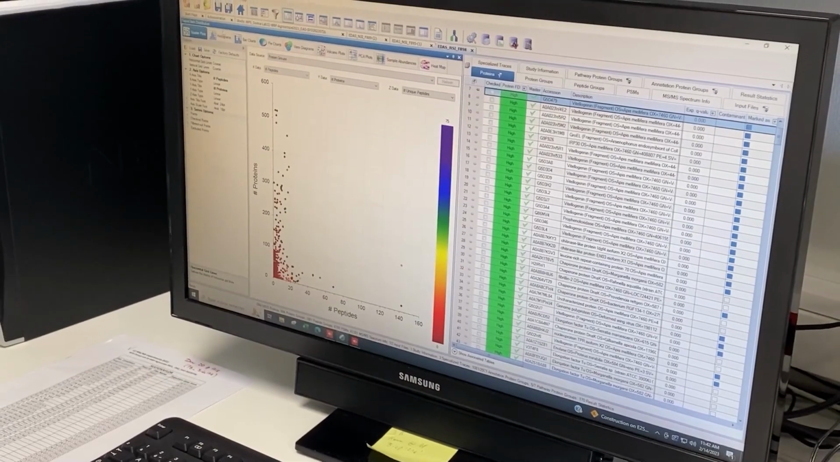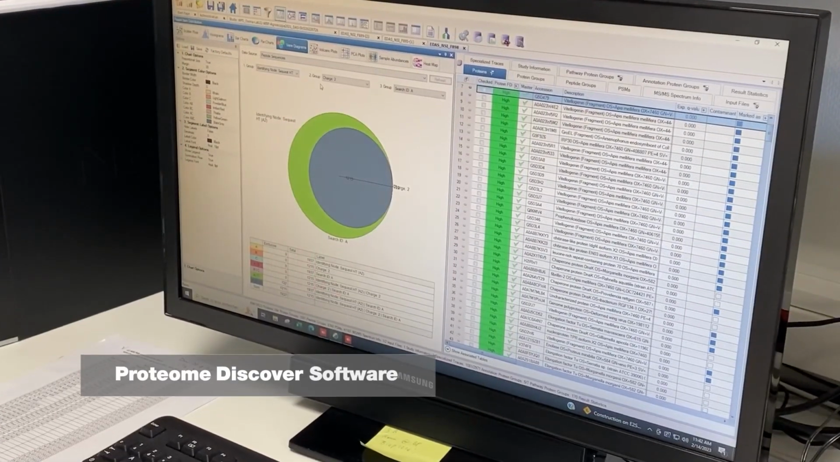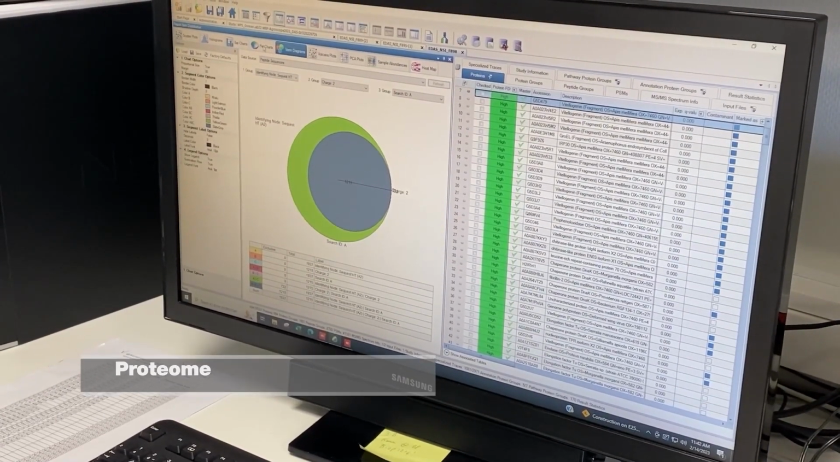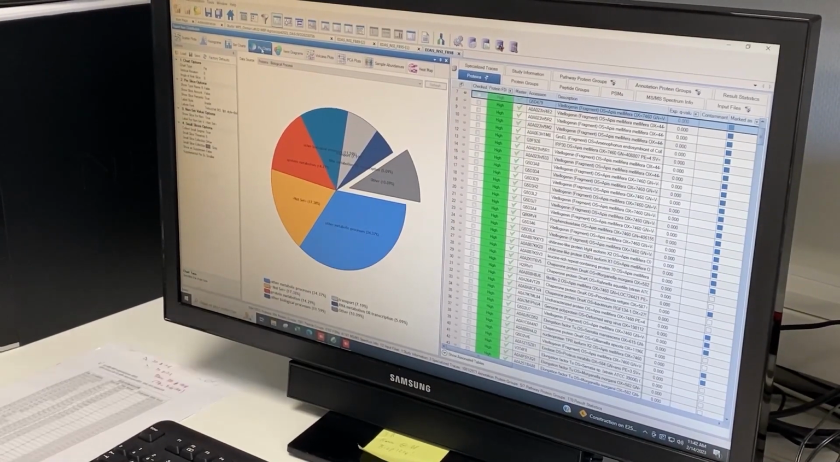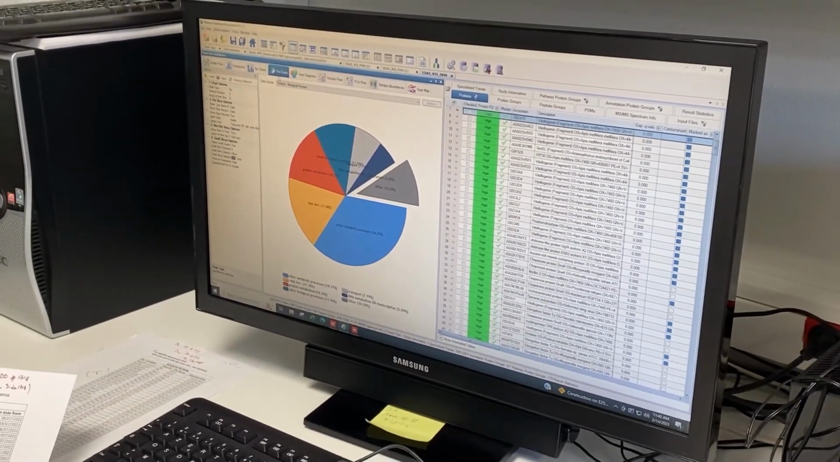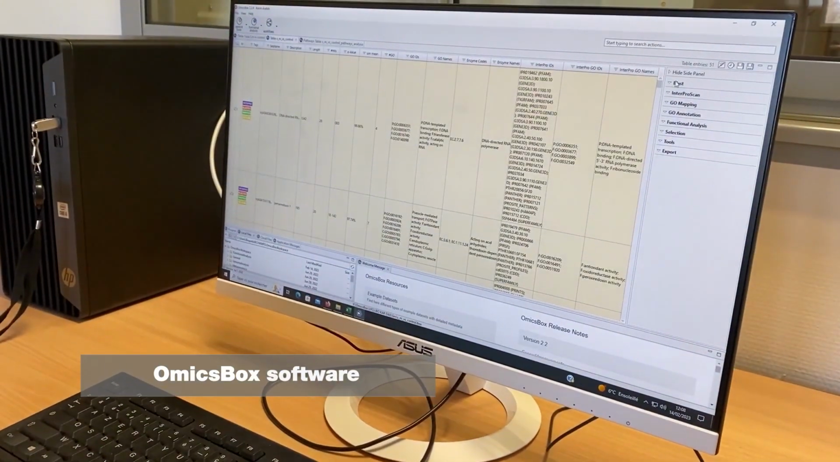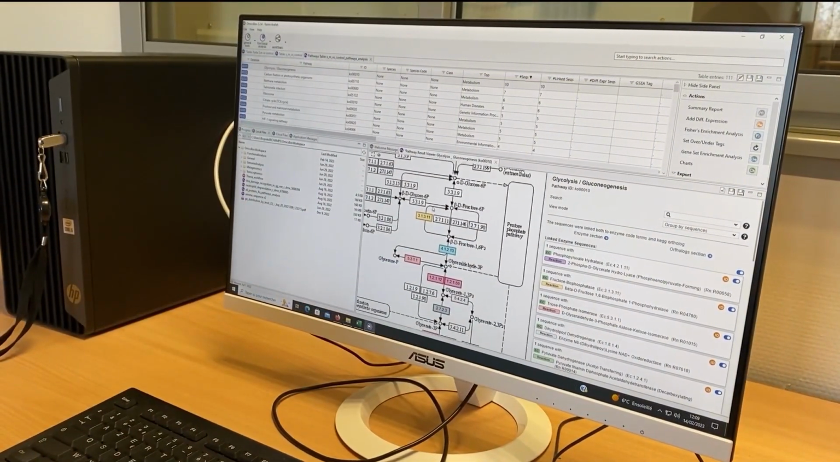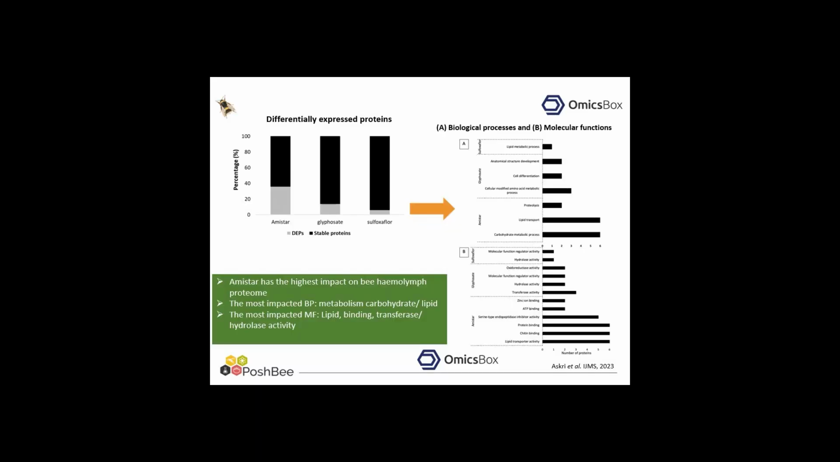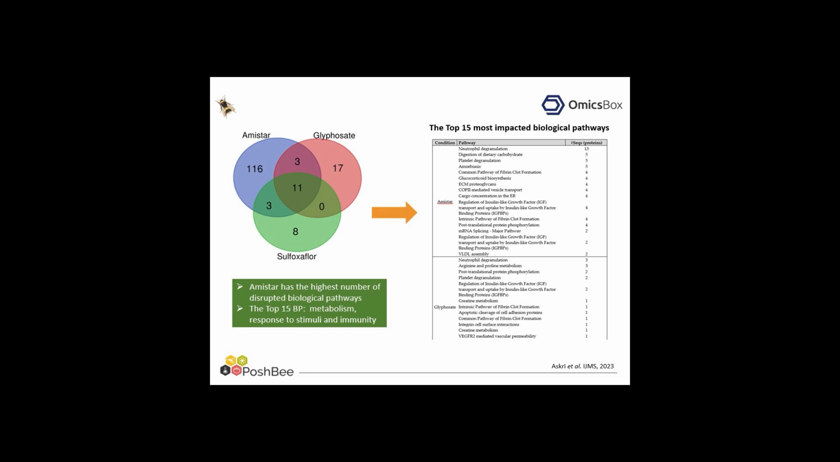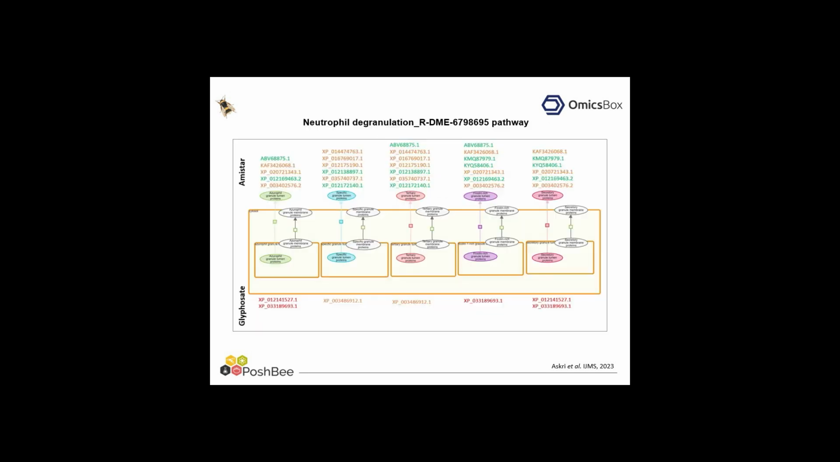Following the mass spectrometry analysis, the Proteome Discoverer software is used to identify and quantify the proteins in a pool and to draw informative graphs. Using the OmicsBox software, the biological processes and the molecular functions of the dysregulated proteins are evidenced, and, more interestingly, the software allows us to identify the dysregulated biological pathways and localize the involved proteins.